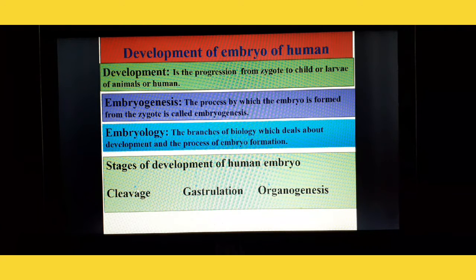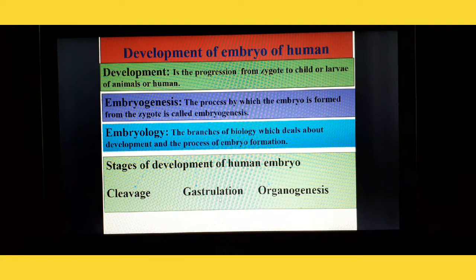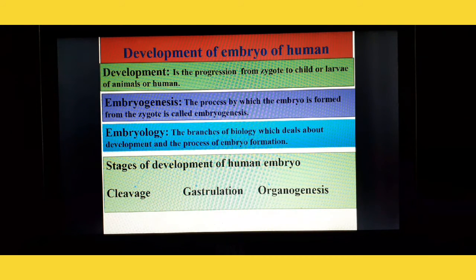Here are 3 stages of development of the human embryo. Number 1, cleavage. Number 2, gastrulation. And number 3, organogenesis. First of all, I talk to you about cleavage.